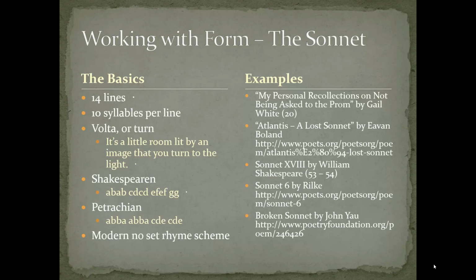So, some examples, and we're going to talk about one or two of these. "My Personal Recollections of Not Being Asked to the Prom," which we talked about last week, by Gail White on page 20. That is a sonnet. There's "Atlantis, a Lost Sonnet" by Yvonne Bolan. That is an American sonnet. It doesn't have a set rhyme scheme. It doesn't actually follow the rules of 14 lines, 10 syllables per line, but it's still a sonnet.